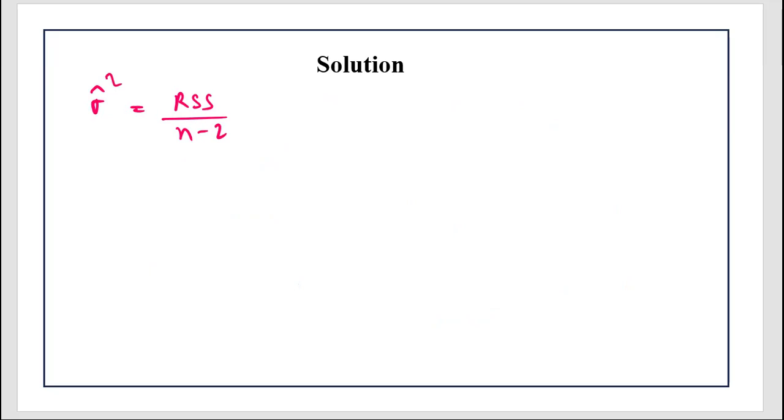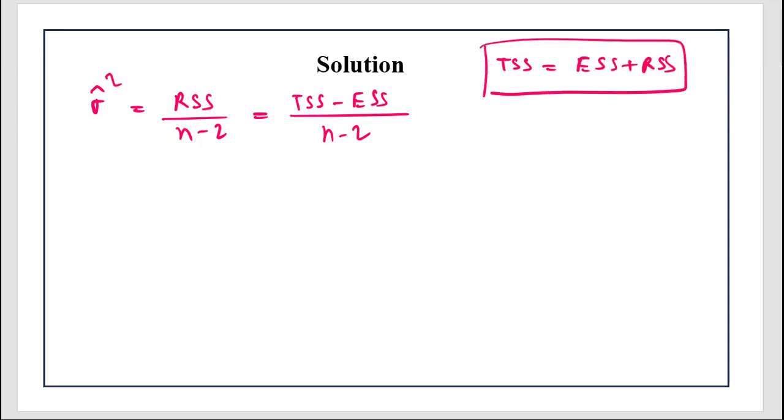If it is the 3 variable case, then it is RSS by n minus 3. In general, for k variables, it is RSS by n minus k. This is the formula. Now, what is RSS? RSS is simply TSS minus ESS. Remember the decomposition of TSS: TSS can be decomposed into ESS plus RSS. Again, I have proved this thing. So how will you write RSS? RSS is simply TSS minus ESS. That will give you RSS, right?